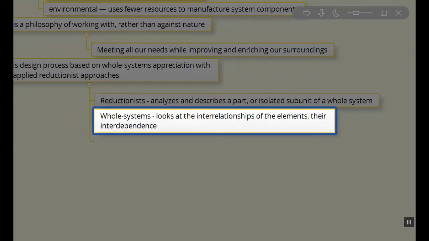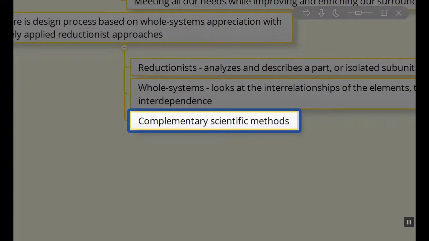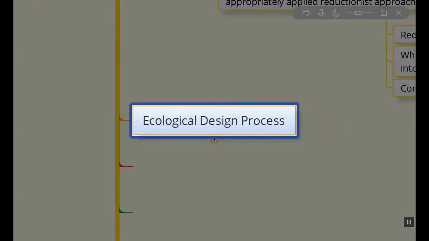As a whole systems designer, we're looking at the interrelationships of the elements and their interdependence. Each element is dependent on other elements in order for it to have optimal performance. It's kind of like us. You may eat the best diet in the world, but if you're not getting the exercise, you're not getting the sleep, you're getting lots and lots of stress, your environment, your lifestyle isn't optimal, then your performance won't be optimal. The reductionist and whole systems design approaches are complementary methods, and they're both scientific methods. So they need to be used in conjunction.